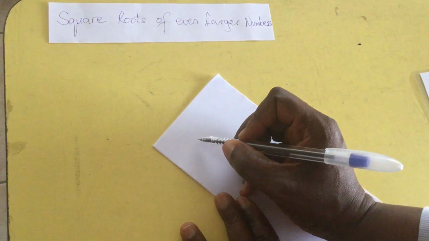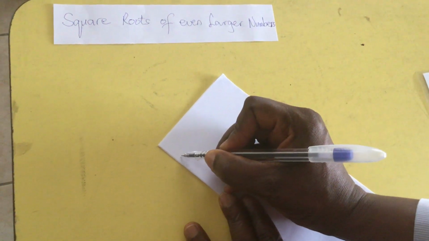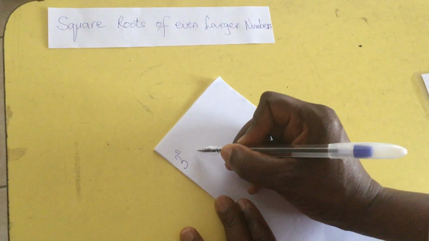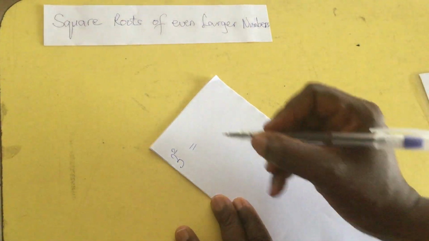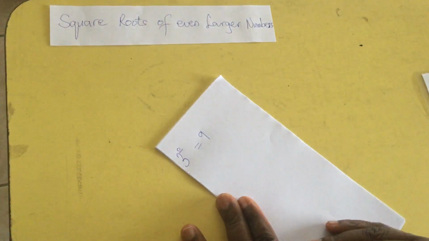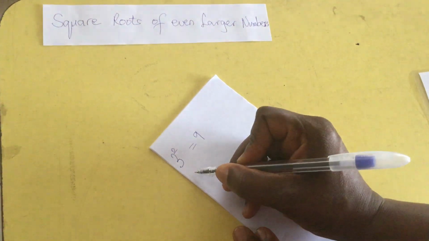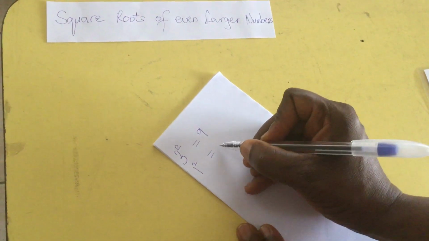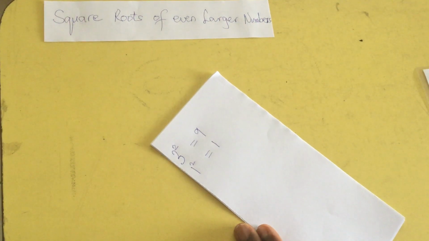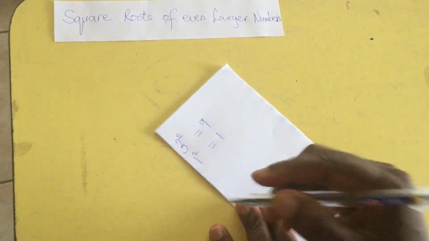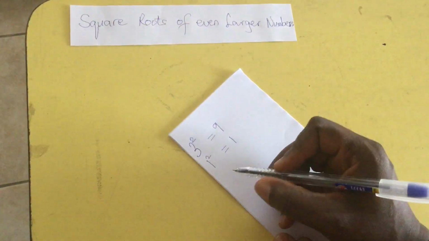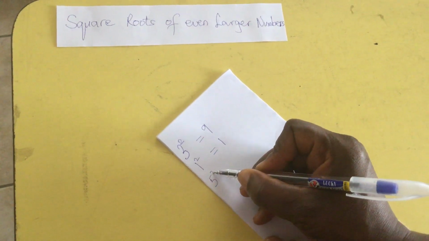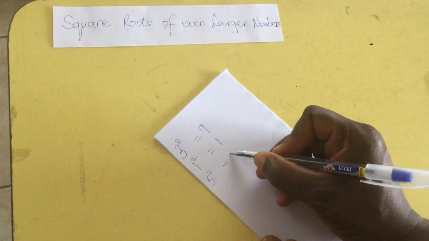Suppose we have a number like this, 3. The square of 3. What is the value of that? 9. What about if we have square of 1? What is the value? 1. Suppose we have a number like this, square of 5. What's the value? 25.